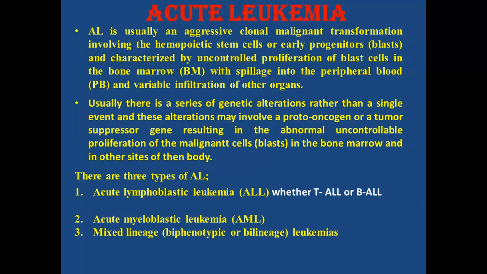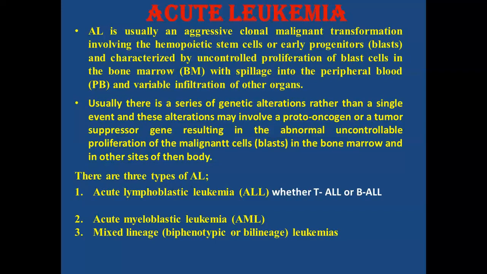These alterations either involve a proto-oncogene or a tumor suppressor gene. If a proto-oncogene is involved, it means a stimulant gene. When it is altered, it becomes hyperactive and stimulates further and further proliferation of these blasts. Or the alteration involves the tumor suppressor gene.